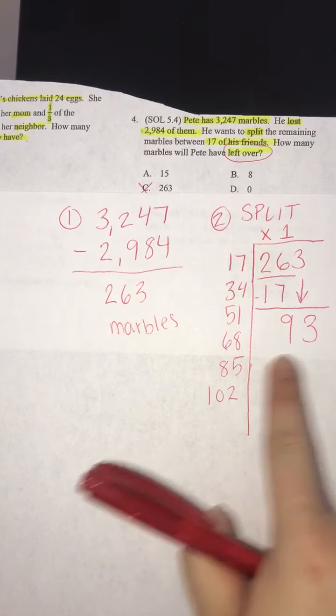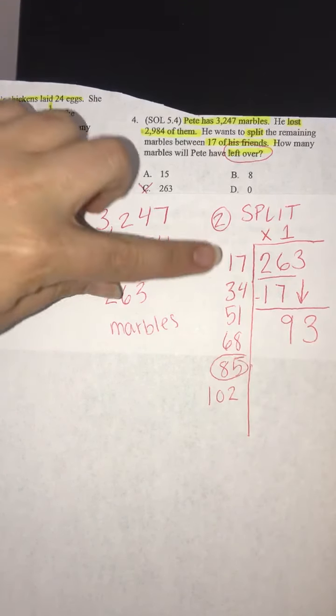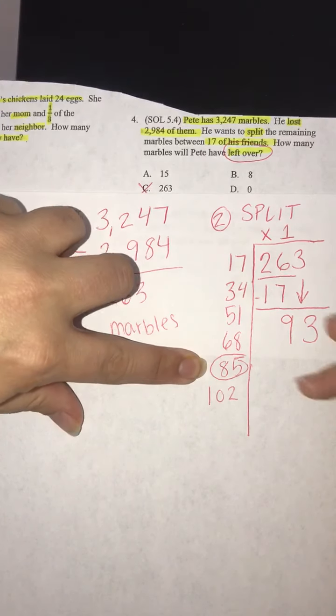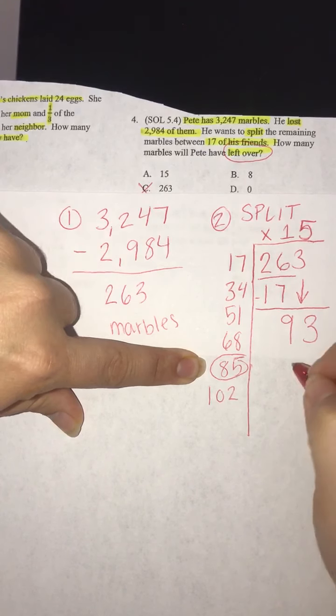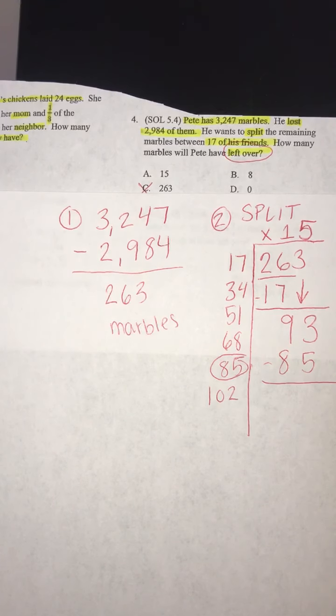So we need to fit into 93. So I'm going to choose this multiple, which is 17 times 1, 2, 3, 4, 5. So 17 times 5 is 85. And then you're going to subtract.